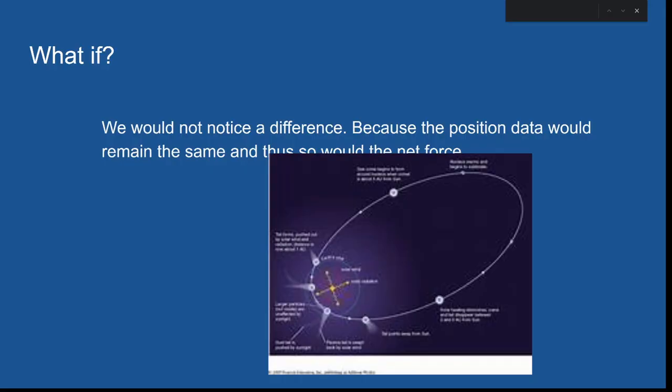What if? Imagine the black hole whose mass you found was removed, and a different black hole was placed in the same location. Assume the motion of the observed star remains unchanged and is affected only by the gravitational force of the new black hole. Could you tell the difference? We would not notice a difference because the position data would remain the same, and thus so would the net force. This was the Black Hole Lab.